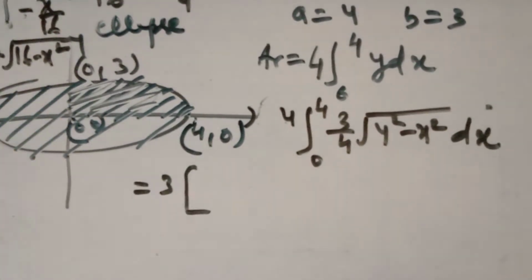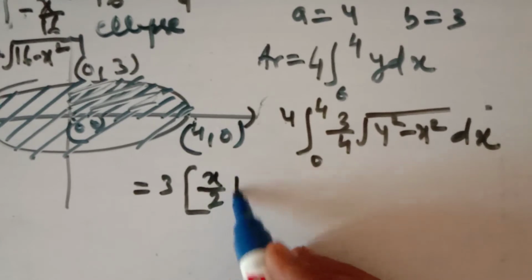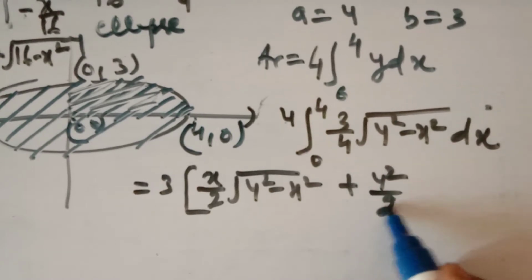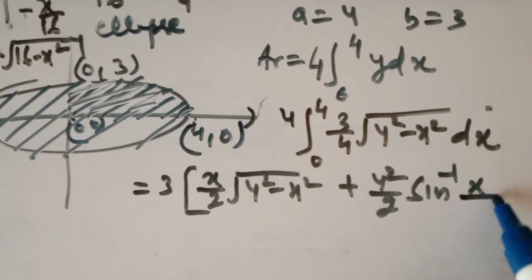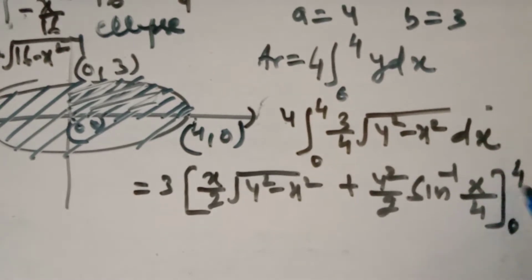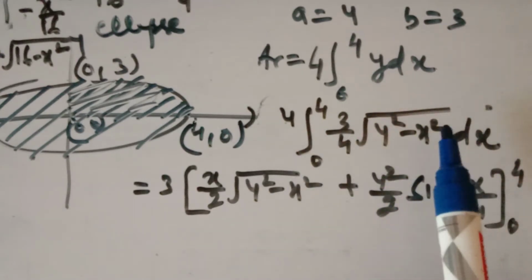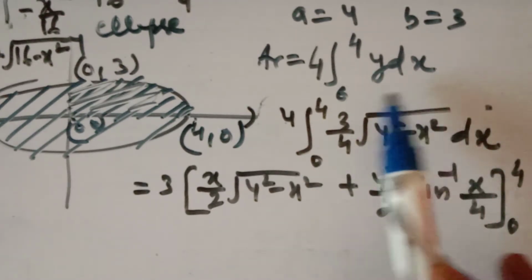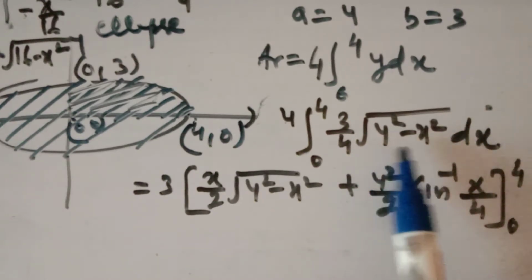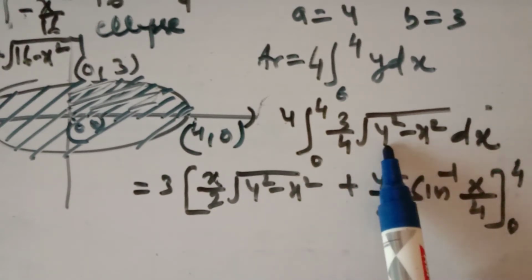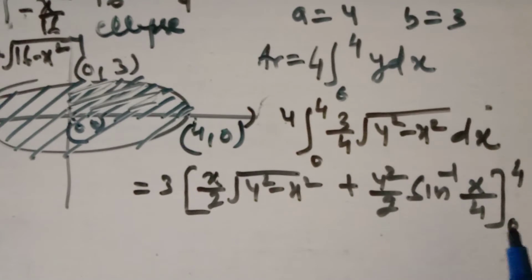square minus x square, which is equal to x by 2 under root a square minus x square plus a square upon 2 sine inverse x upon a. This is the special integral for under root a square minus x square. You learn it very well, because many questions will be there of this special integral. Under root a square minus x square special integral is x by 2 under root a square minus x square, where a is 4, plus a square upon 2 sine inverse x upon a.